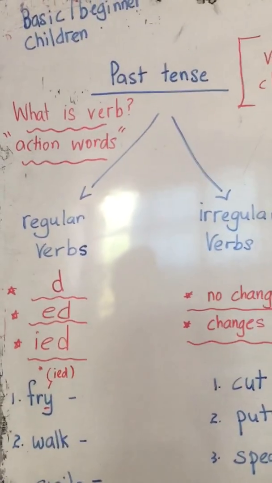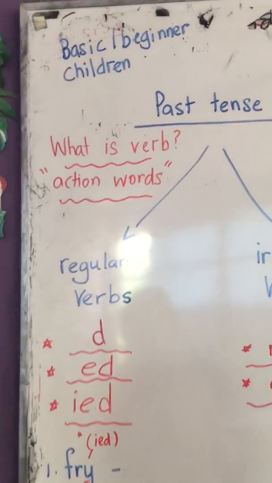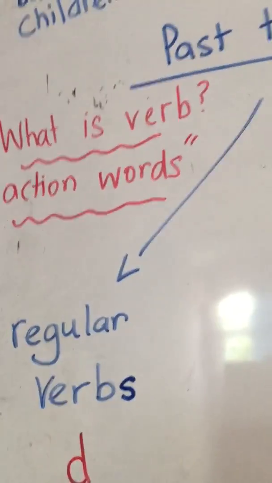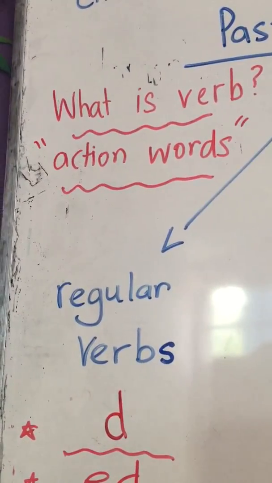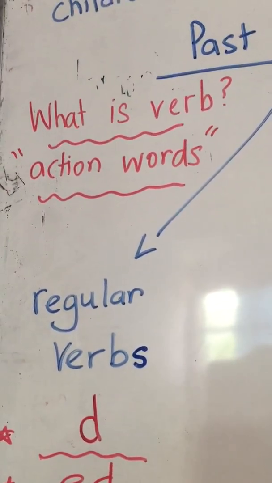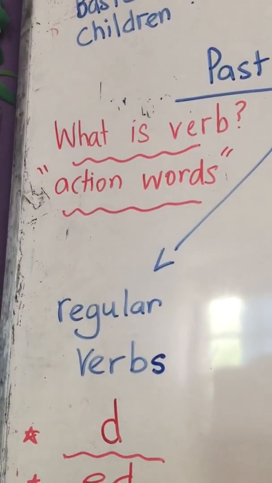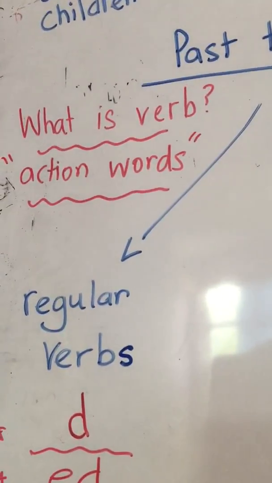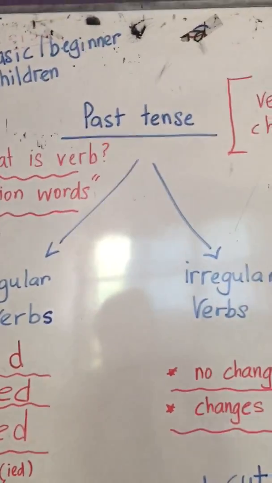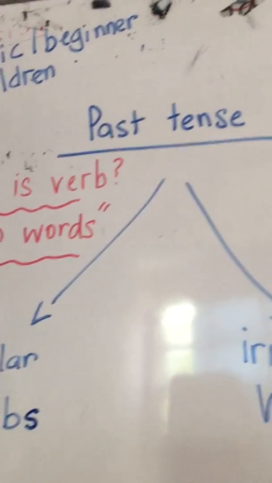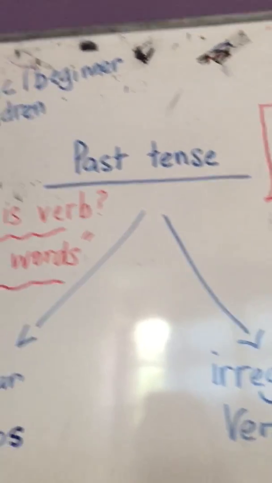Past tense is a change of verb. What is action? What is verb? Okay, look at this. What is verb? Verb is action words like, for example, talk, smile, jump, walk, think. Even the word think is an action word. Whatever you do and whatever is happening, when an action takes place is called action words. So action words usually change when you do past tense. The verb changes. Verb is action words.